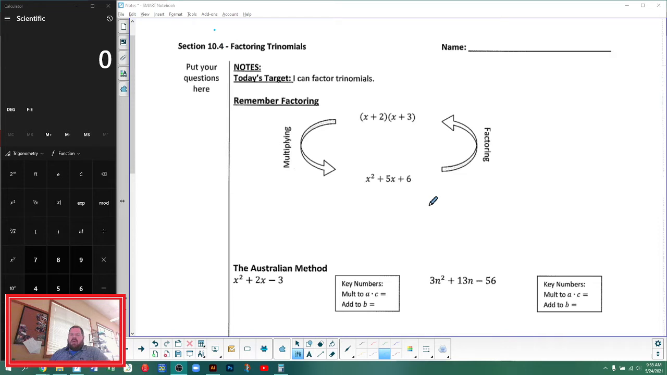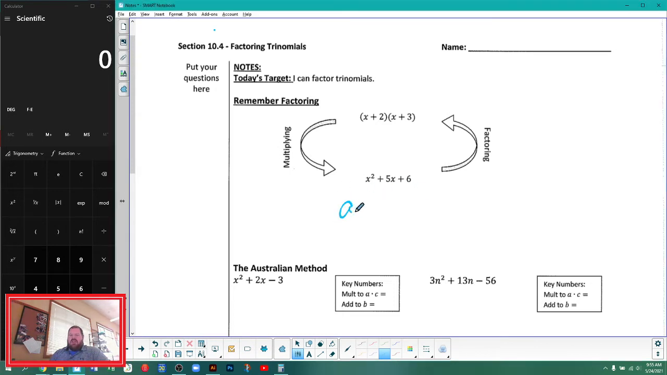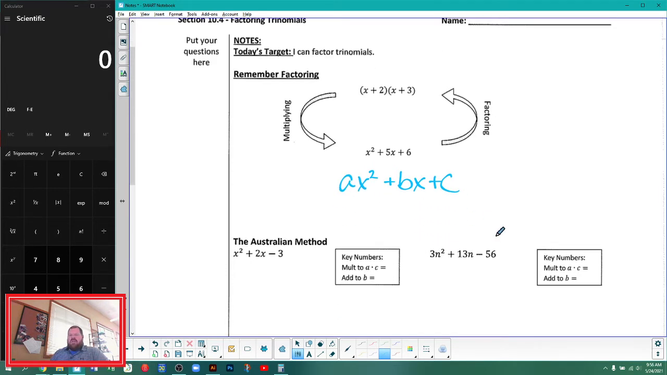One thing to keep in mind, because I'm going to be using the wrong end of my pen apparently, we're going to be looking at trinomials, and the standard form of a trinomial is ax squared plus bx plus c. We're going to need to know what are in those individual spots in a lot of the work that we do today. And you may have learned this topic before.